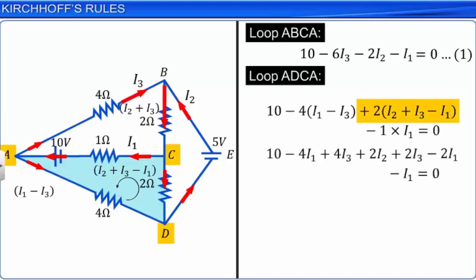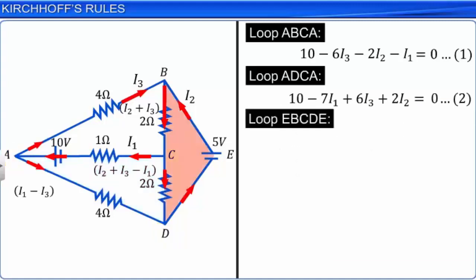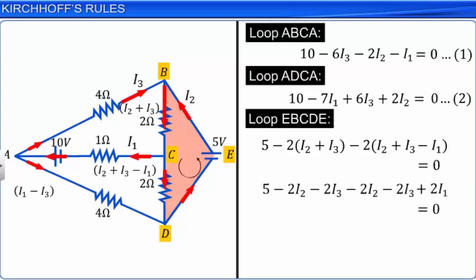Substituting the values of the potential changes across the resistors and that of the cell in the loop and simplifying, we get equation 2. Loop ABCDE. Let us start from the negative terminal of the 5-volt battery and walk through the loop in an anti-clockwise direction. Add the potential changes and equate it to 0. Substituting the values of the potential changes across the resistors and that of the cell in the loop and simplifying, we get equation 3.